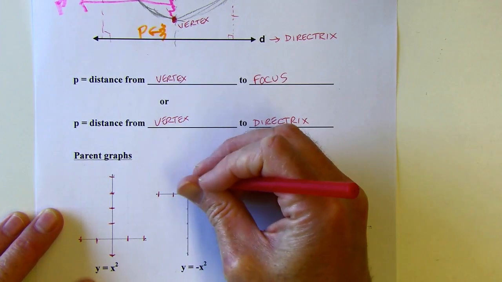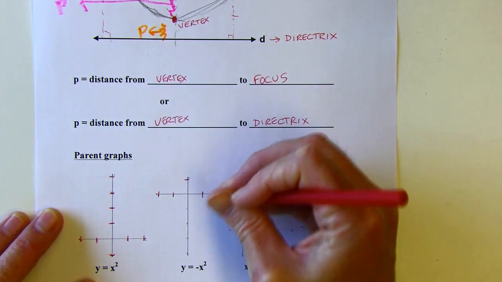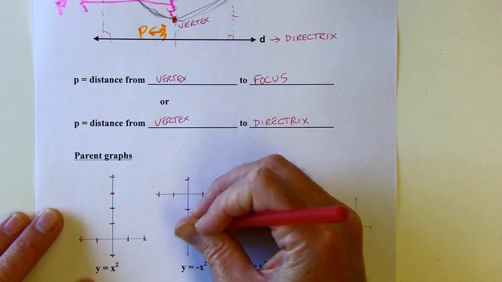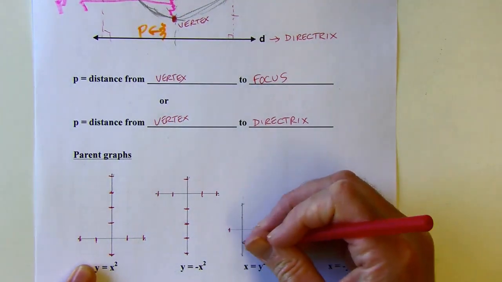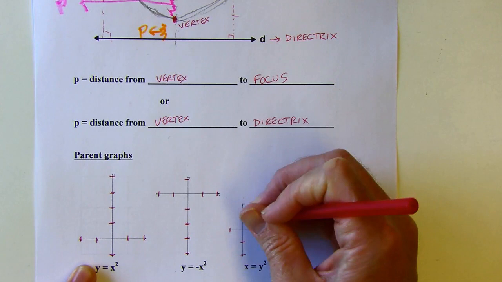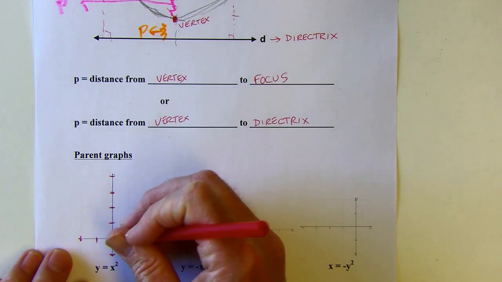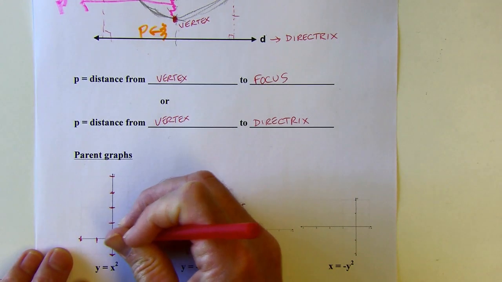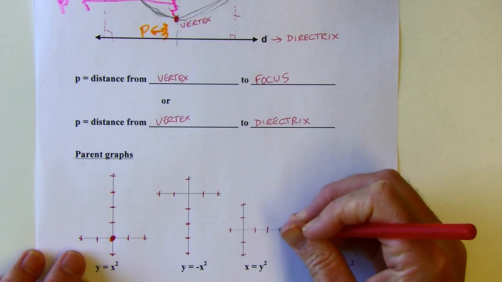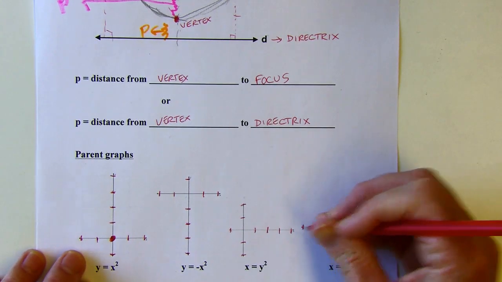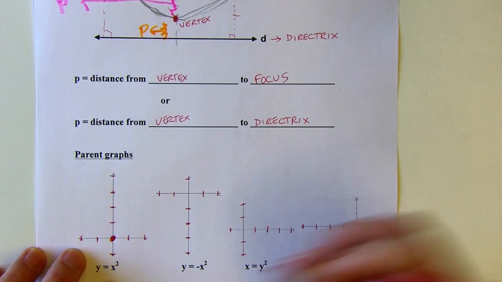Okay, so the first one is the parent graph of a parabola, and I know it's going to open upwards from the vertex, right? Well, from the origin. It's going to open upwards from the vertex, which is the origin. It's the point 0, 0. Okay. Here, so let's graph this.